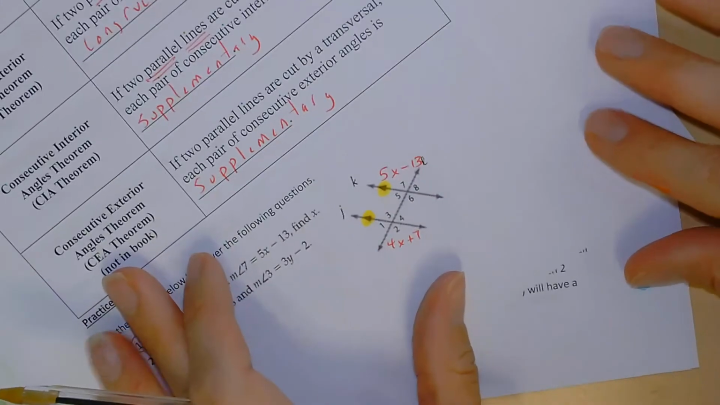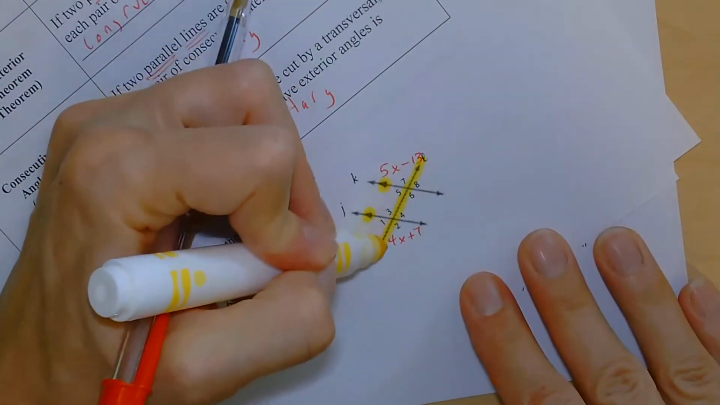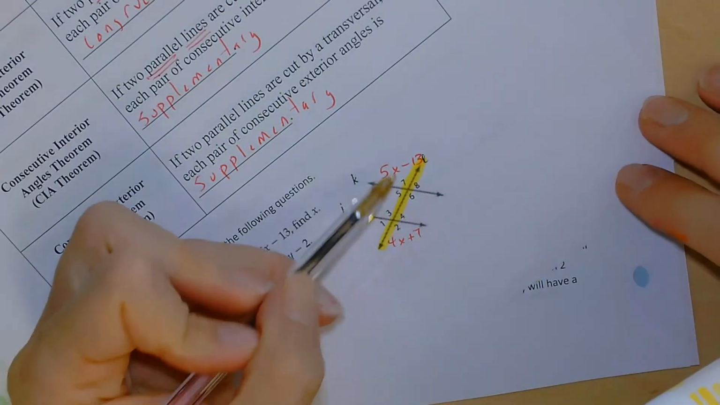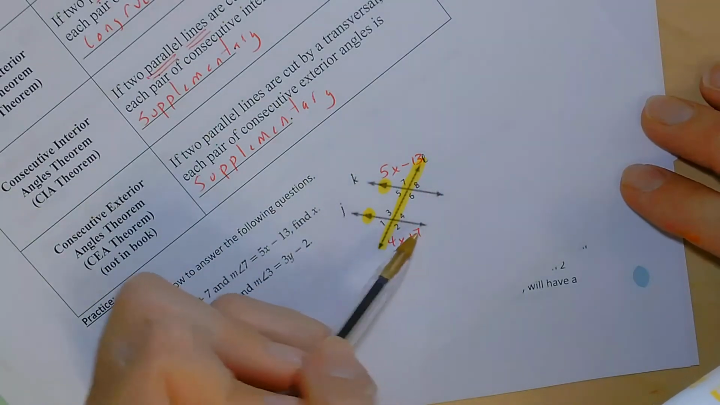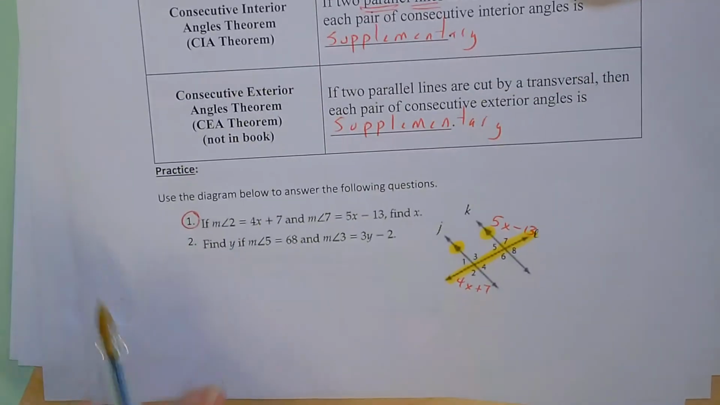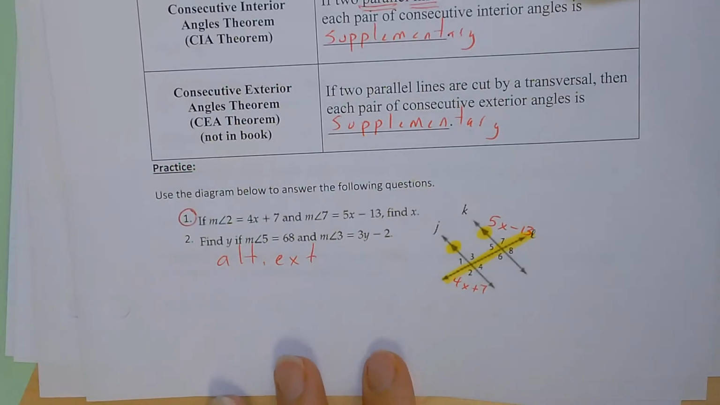So sometimes it helps to turn your paper around. This is the transversal. And these are on opposite sides of the transversal on the outsides of the parallel lines. So opposite side, outside. So now what I know is that these are alternate exteriors. These are alternate exterior angles.